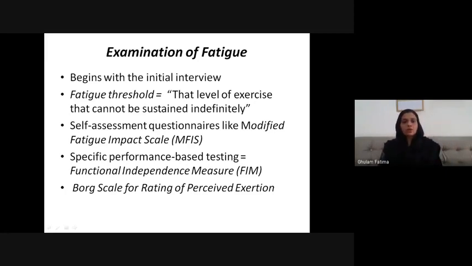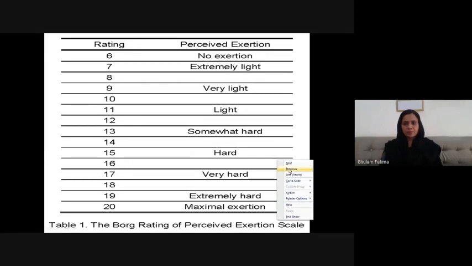So there are different outcome measurement tools that can be used for the examination of fatigue. One of them is the modified fatigue impact scale. There are specific performance-based tests like the functional independence measurement scale. There is the Borg scale of rating of perceived exertion that can be used to check the fatigue rate of the patient. So first of all, I would like to show you the modified fatigue impact scale.